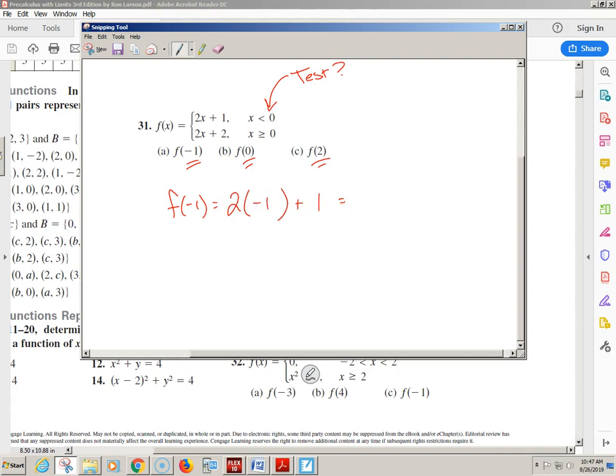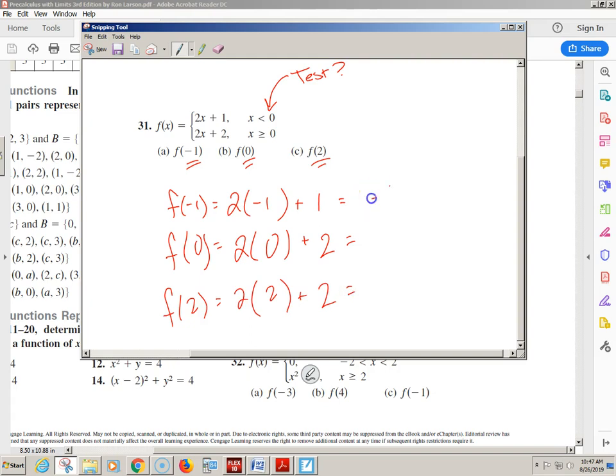But where would 0 have been plugged into? The second one, because that is the truth statement for the inequality where 0 fits or where 0 is able to legally be applied. And then f of 2 is definitely the second one, right? Greater than or equal to 0. So as long as you simplify correctly, I have -2 plus 1, 0 plus, and 4 plus. That's one. Then make a table or something. Is that cool? Yeah. Don't forget next time.